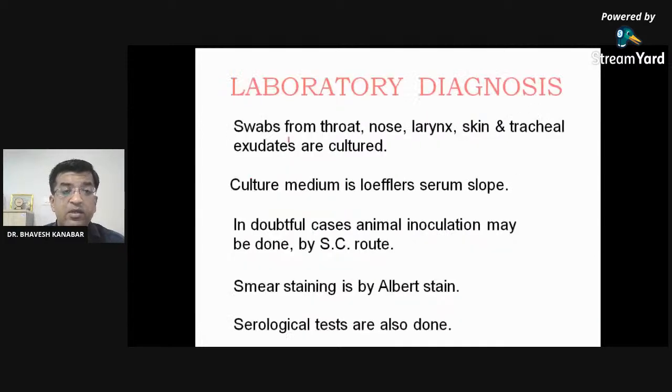Laboratory diagnosis. Before going into the laboratory diagnosis of diphtheria, tell me how laboratory diagnosis of corona is done. Do you know which samples are taken for laboratory diagnosis of COVID disease or corona? Which samples are important? Write down in the chat box. Reply quickly.